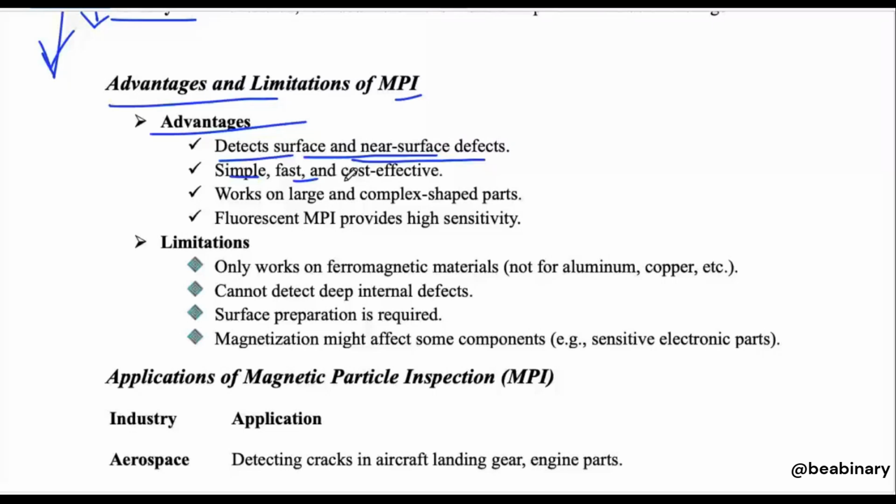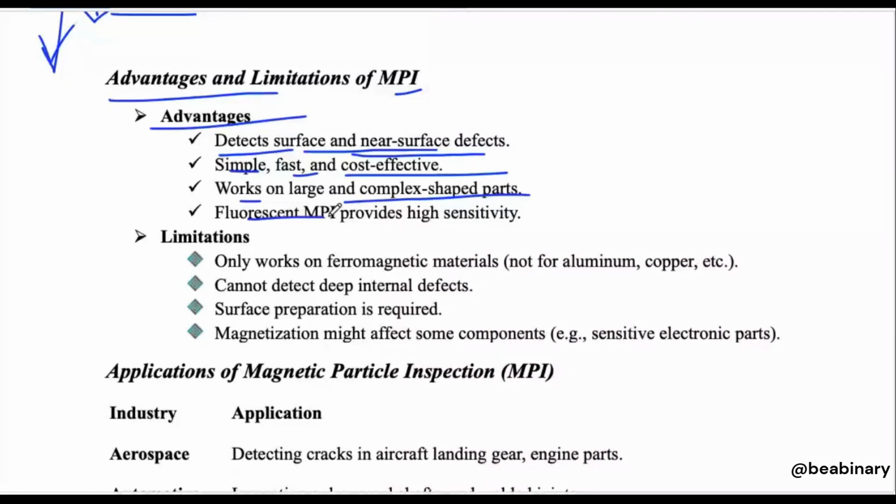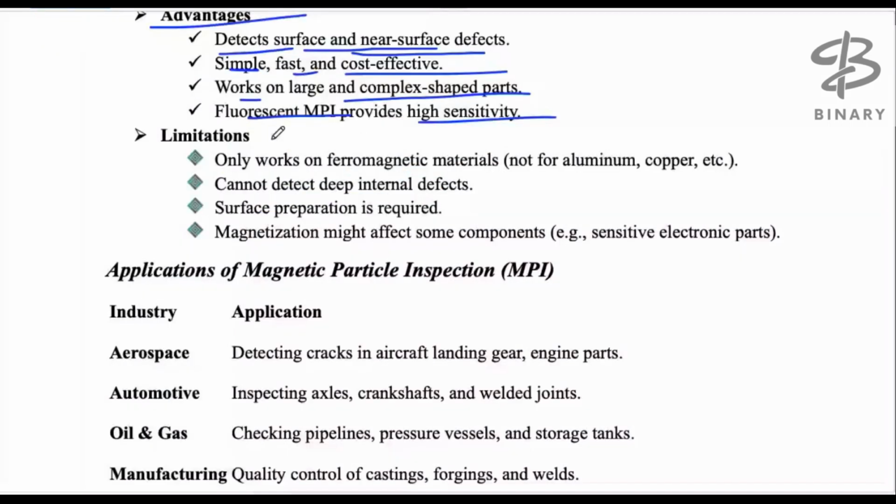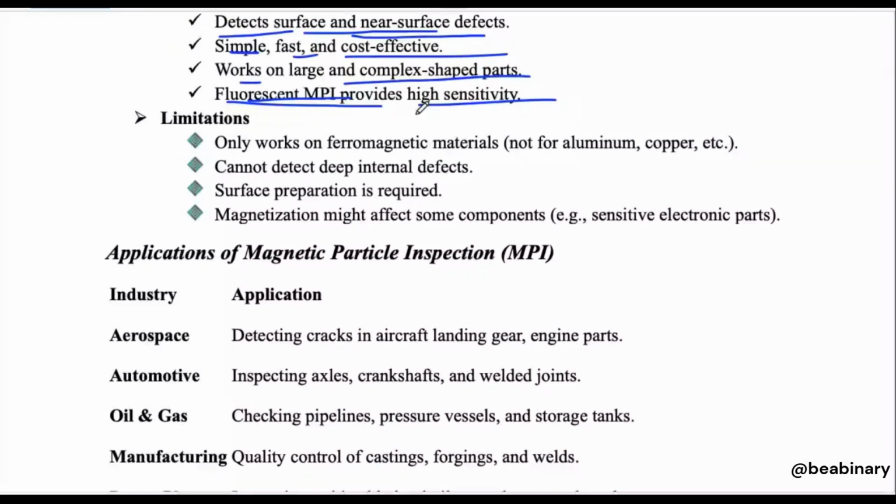Fluorescent MPI provides high sensitivity. If we talk of sensitivity, what does it mean? It means they work very well. If a very small defect is there, then it can easily detect that. It is known as sensitivity. For very small applications, they can detect a very, very small size of defect also, that is known as sensitivity. So if you talk about which one has very high sensitivity, then fluorescent MPI is very good. Okay, so limitations: it only works on ferromagnetic materials, not for aluminum, copper, etc.